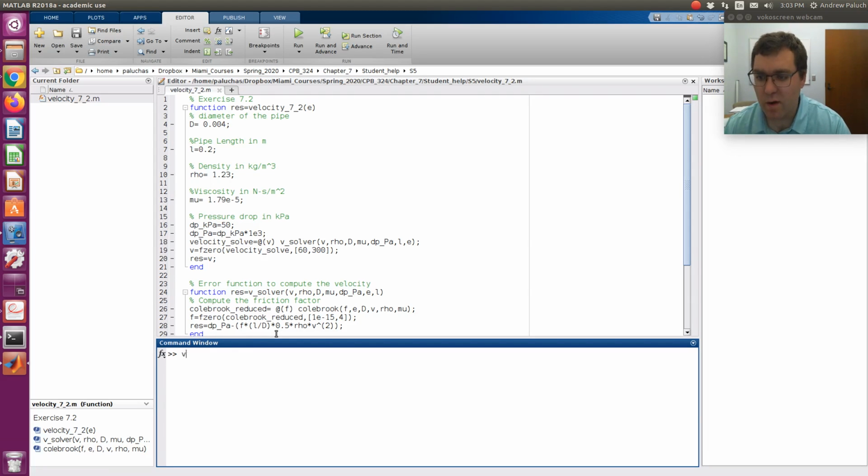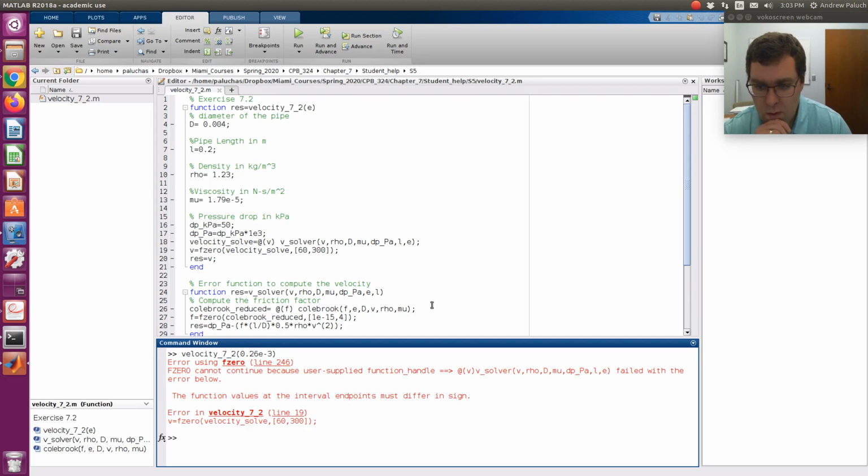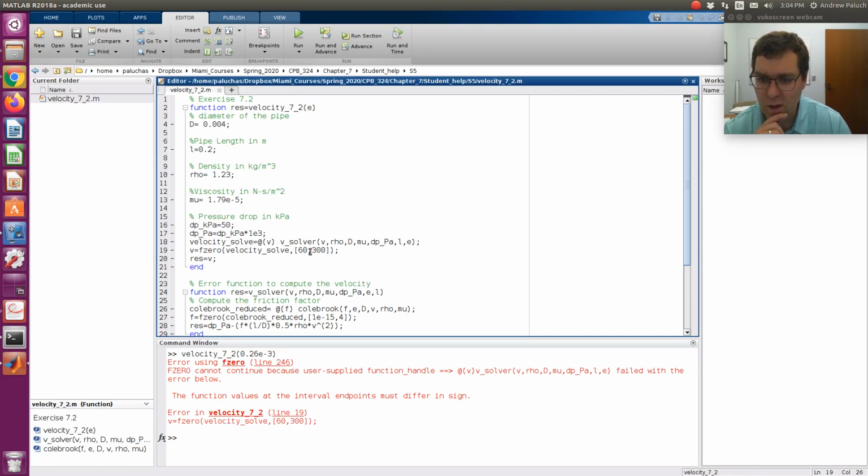Okay, so let's run it as velocity 7.2. Okay, and there's even the note 0.26, e to the -3. So error message, F0 cannot continue because function values at the interval endpoints must differ in sign. And this has to deal with velocity. Okay, so the problem must be somewhere because I believe I used brackets of 600 to 300 and it worked just fine. Okay, so let's check over this.